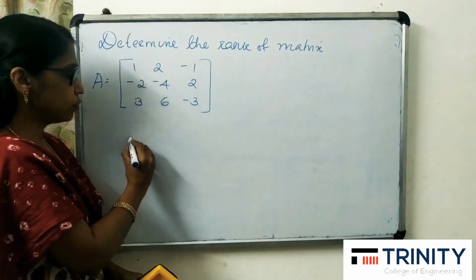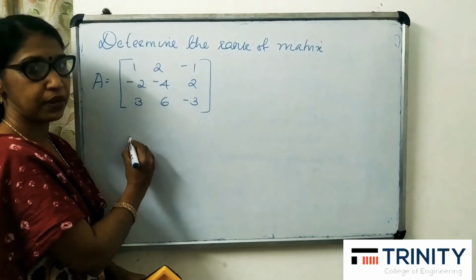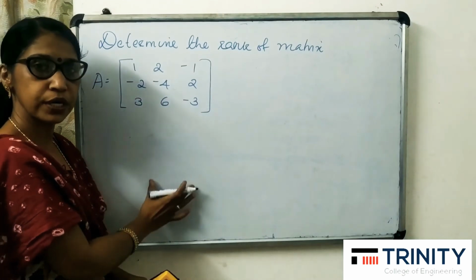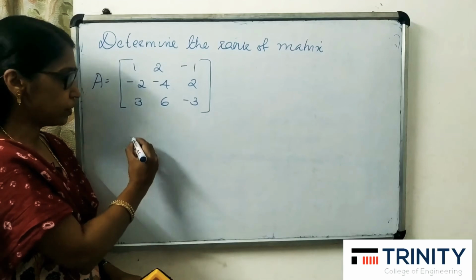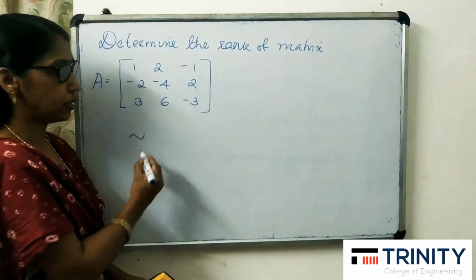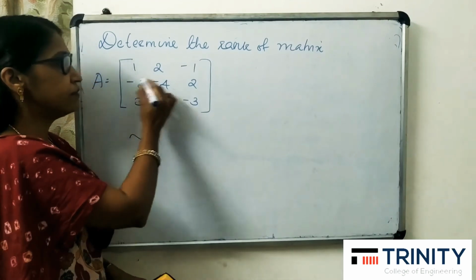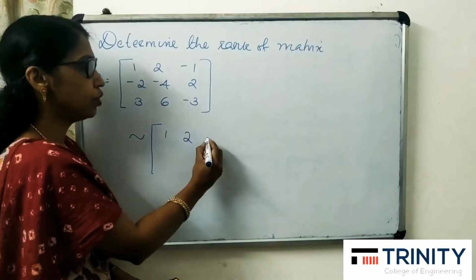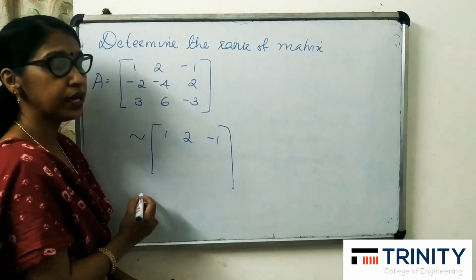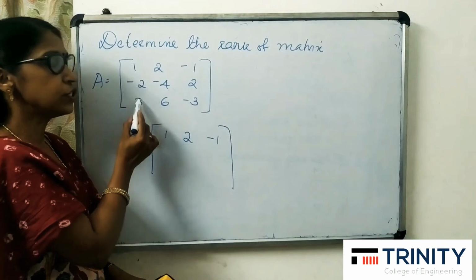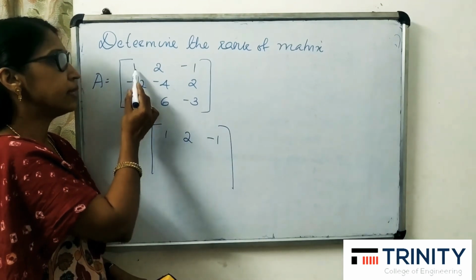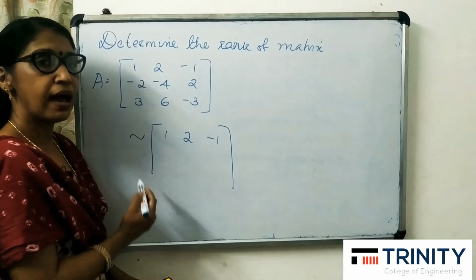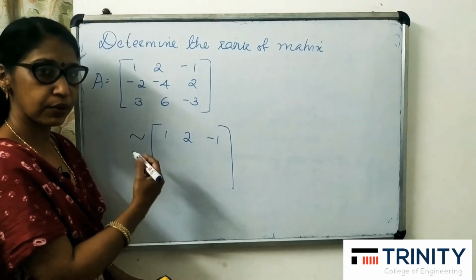So I am using the equivalent symbol. We are reducing this matrix to row reduced echelon form, so instead of equal to, we use the equivalent sign. This is equivalent to first row 1, 2, -1. Now we have to make these two elements 0. So we have to make the elements below that 1 as 0. That is our next step.